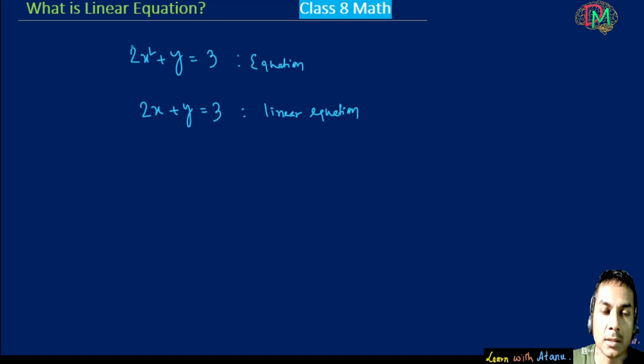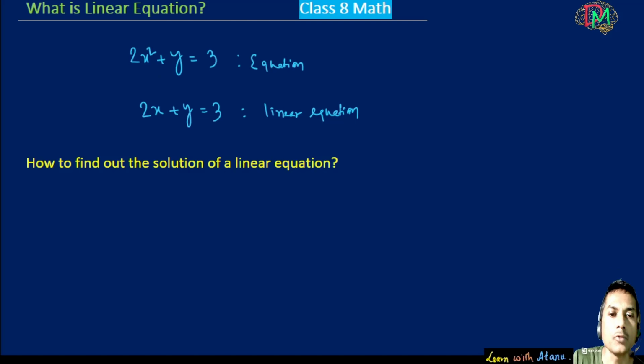So is the first example a linear equation? No, it is not a linear equation, because here the highest power of the variable is 2. So it is not a linear equation. We learn how to find the solution of a linear equation. So what does that mean? Let's take one small example.